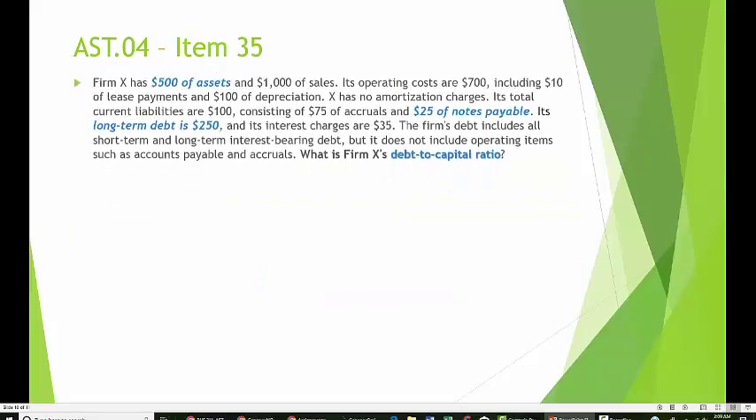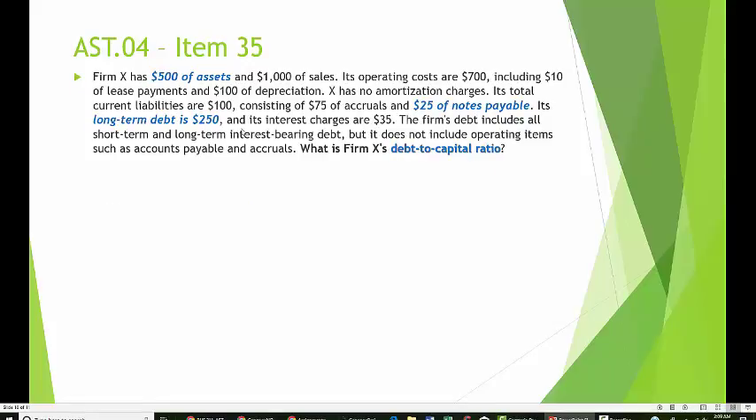And finally, let's take a look at 35. Firm X has $500 of assets, $1,000 of sales, operating costs of $700, including $10 of lease payments and $100 of depreciation. There are no amortization charges. It has total liabilities of $100, consisting of $75 of accruals and $25 of notes payable. It has long-term debt of $250 and interest charges of $35. The firm's debt includes all short-term and long-term interest-bearing debt, but excludes operating items such as accounts payable and accruals.